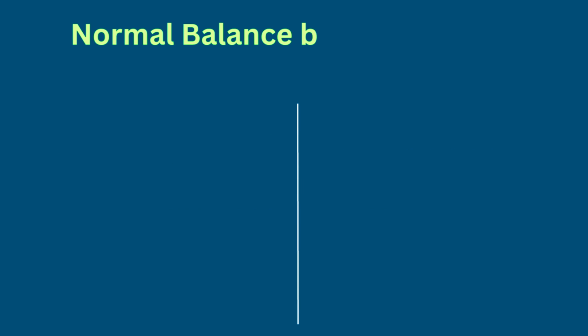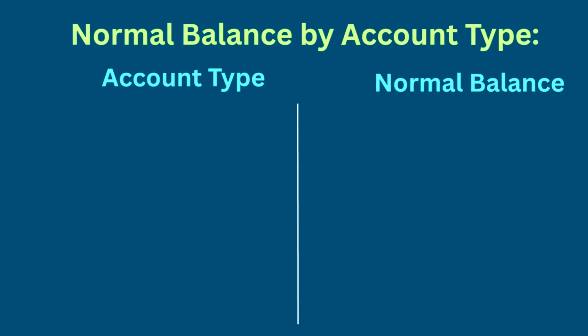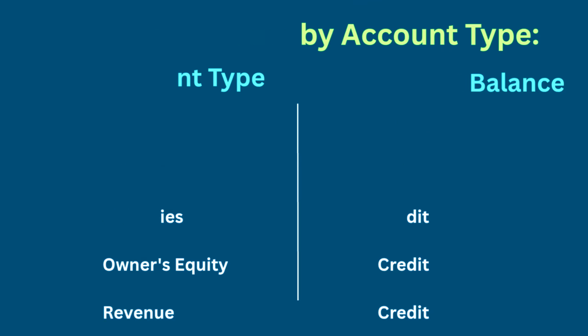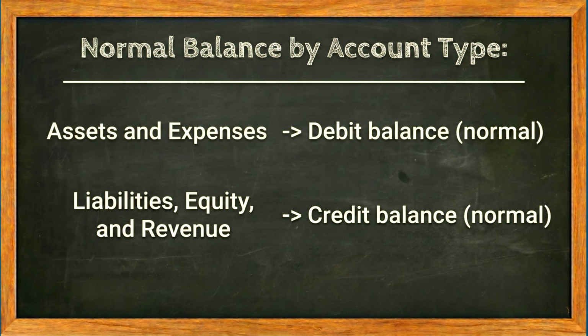Step 3. List every account along with its ending balance. Place all debit balances in the left column and all the credit balances in the right column. A simple rule makes this much easier to remember. Assets and expenses normally carry debit balances, while liabilities, owner's equity, and revenue normally carry credit balances. Following this rule helps ensure each account is recorded in the correct column.